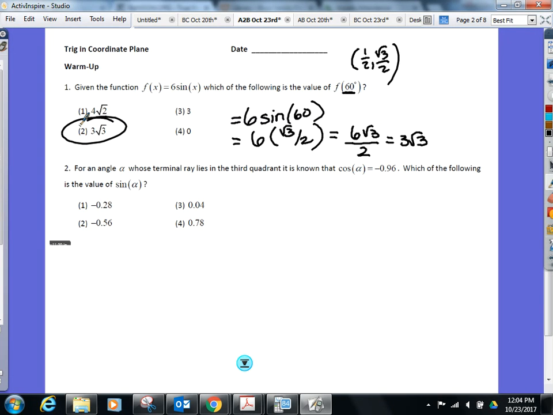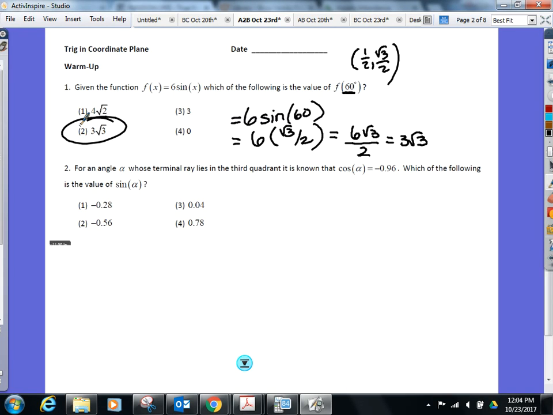All right, here we go to 2. We got a terminal side in the third quadrant. I give you cosine. What's sine going to be? Well, Megan, ready? Right off the bat, I want to try, hey, everyone else too, to eliminate half of those multiple choices. And we should be able to.